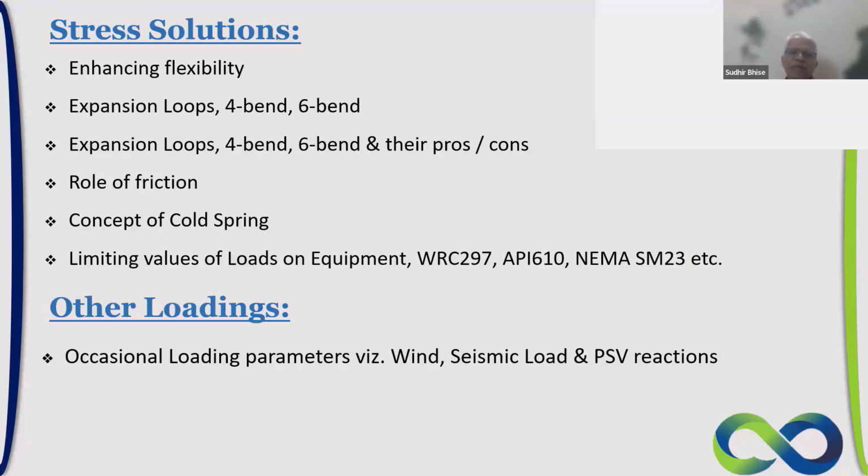Then what is the role of friction in the analysis? What is the concept of cold spring, the pre-stressing of the pipe, and how it is going to help in our analysis? Then limiting the values of the loads on the various equipment which are designed as per various standards like NEMA, API, or tank designs, the turbine designs, etc. We are going to see the pump designs also. So everything we are going to see, and how the limits can be achieved with the help of either directly the Caesar or manually also, whether we can use this to check and limit those values within the range.